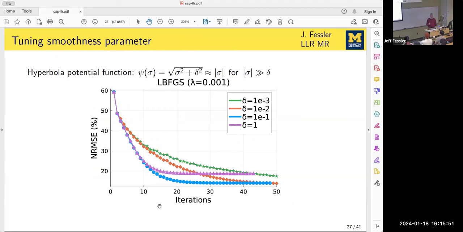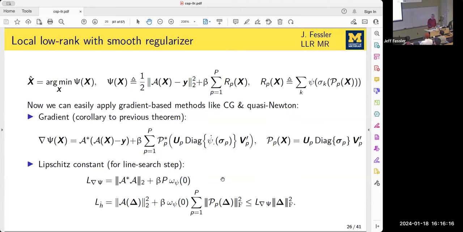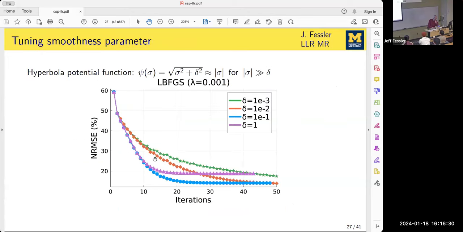Now, when we round the corner, there are going to be trade-offs, right? This is an illustration of how the normalized root mean squared error is affected by the choice of how much we round the corner. So there's this delta that needs to be chosen. If we choose delta really small, then we get a very good approximation to the absolute value function. But the curvature at the bottom of that approximation is very high, which means, if you look somewhere in this formula, this curvature function here will get large as delta gets small. And so we'll have larger Lipschitz constants, which tends to lead to slower convergence. And that's what we see here.